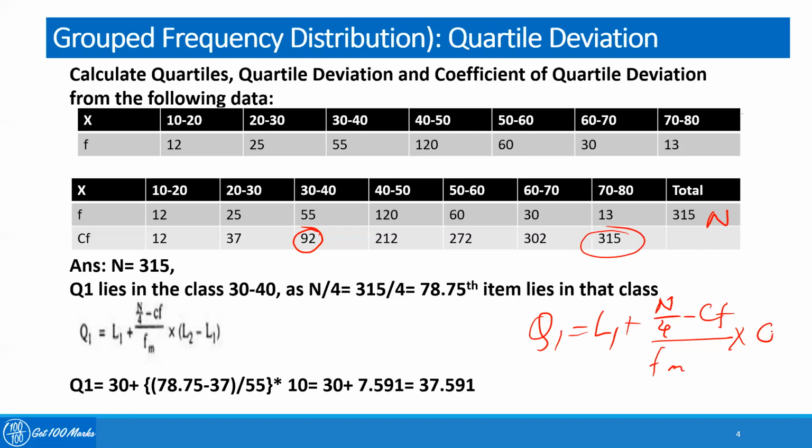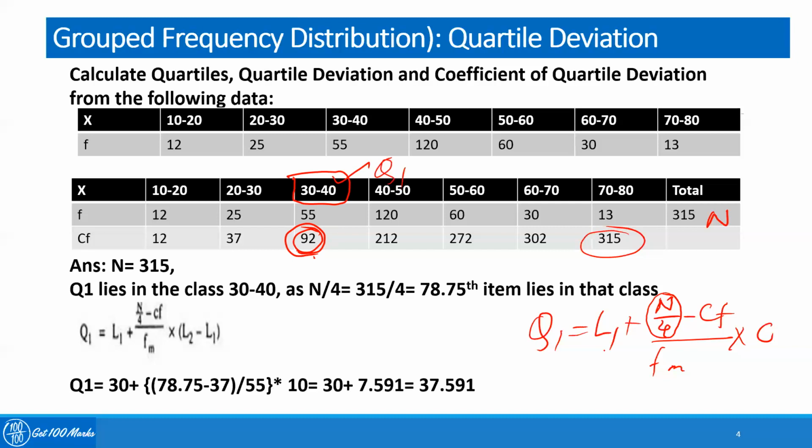Let's see one by one. The first thing we have to check is the value of N by 4. What do we mean by N by 4? Total N is equal to 315. Therefore, N by 4 is 315 by 4, which is 78.75. So we need to see in the row of CF which value is either equal to or greater than 78.75. In our situation, the value is 92. Therefore, the corresponding class interval 30 to 40 is our quartile 1 class interval.